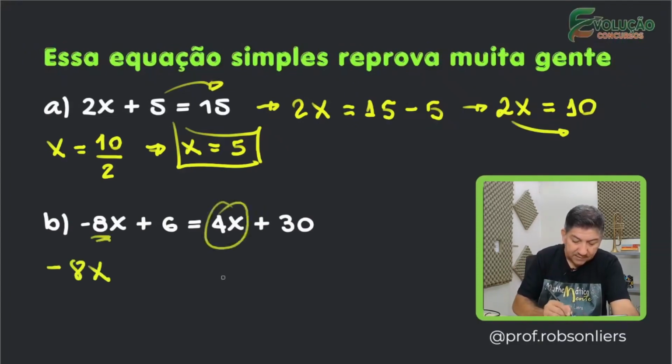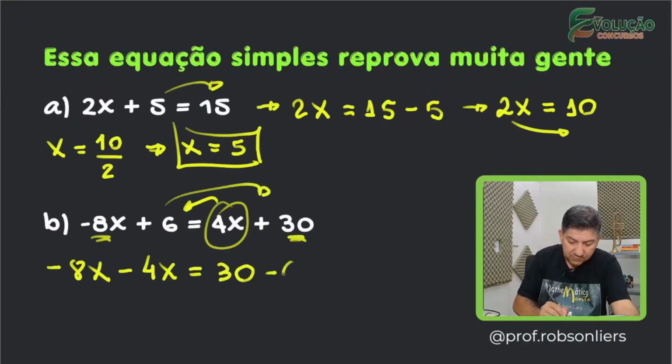This guy here, which is 4x, I move to the other side. Since it's positive, it will go over as a subtraction, in other words, negative. Minus 4x stays on this side, see? 30 stays on this side too. Plus 6, I move to the other side, subtracting, so minus 6.